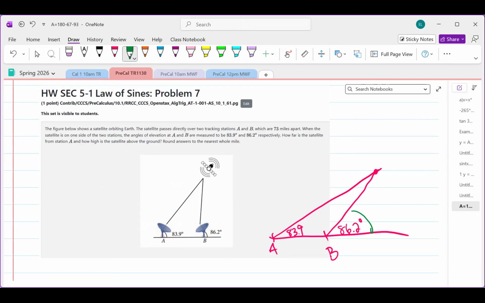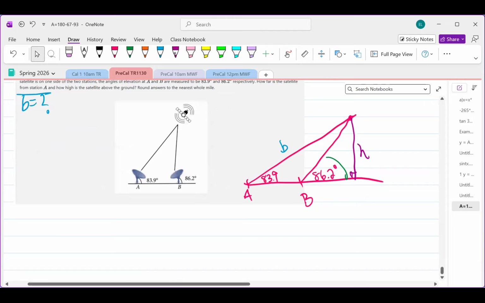Now the question asks for 2 pieces. They ask how far the satellite is from station A, which would be, from our labels, side B. And then they ask how high the satellite is above the ground. So if I drop a height from my satellite, once I calculate side B, I'm going to redraw the outer right triangle.